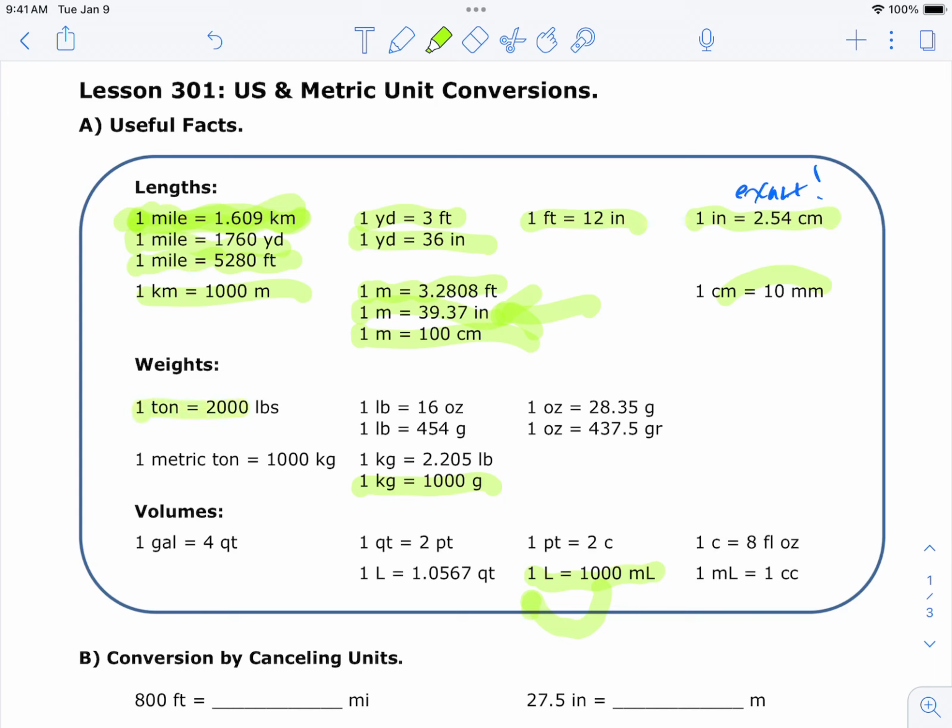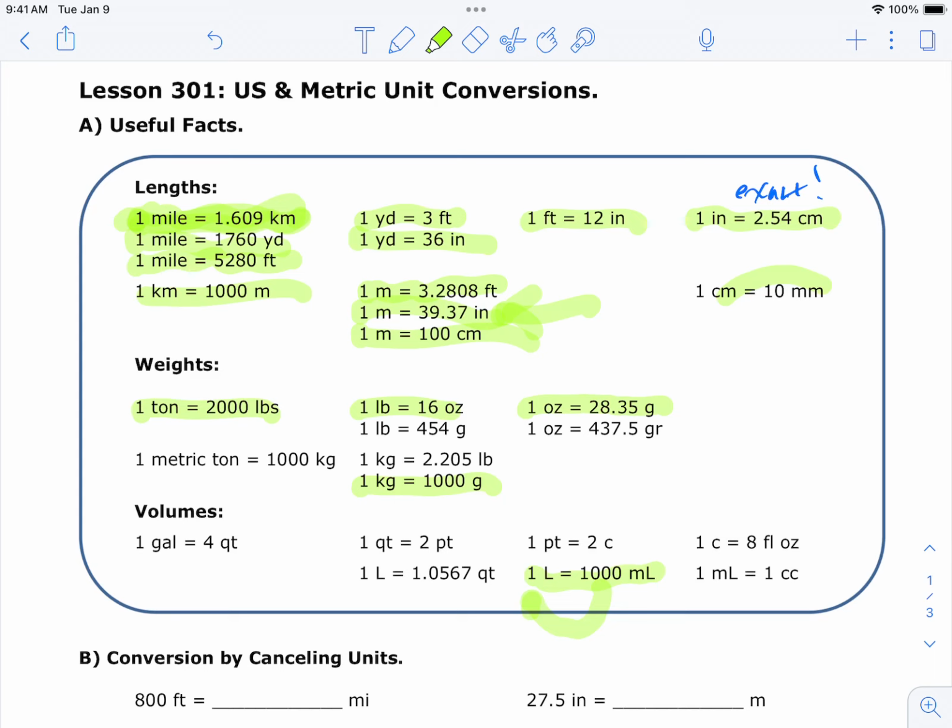What else we got? A ton is 2,000 pounds. You knew that. A pound is 16 ounces. You knew that. An ounce is, what is an ounce? Well, if you want to convert it to grams, G is for grams, 28.35 grams. Now that's talking weight, not volume. Not a fluid ounce, but an ounce of weight. They're actually different. They're a little different.